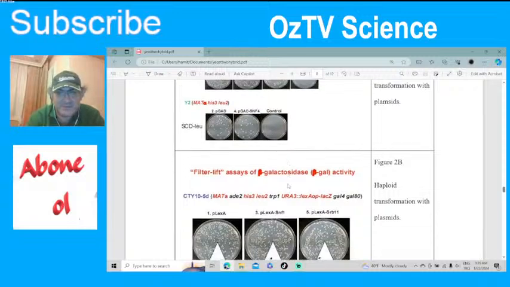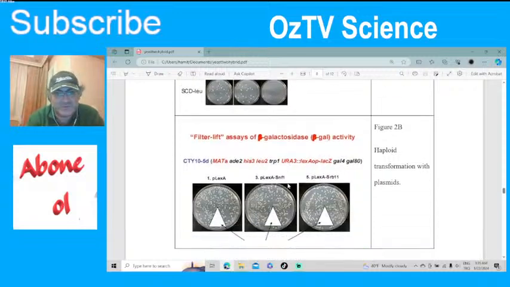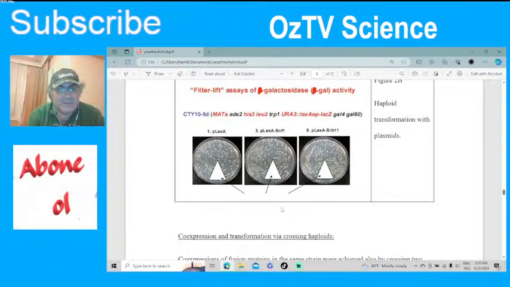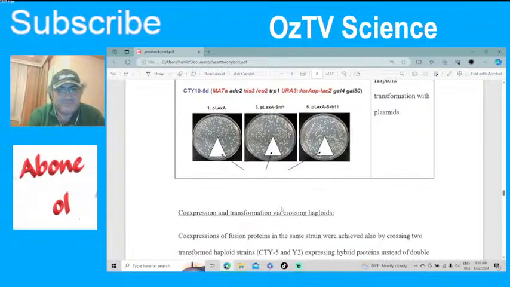So this is a filter lift. This is haploid transformation with plasmids. Again, these are cells transformed with plasmids. See again the combination of the cell, the genetic. So that's the LexA gene, along with LacZ.